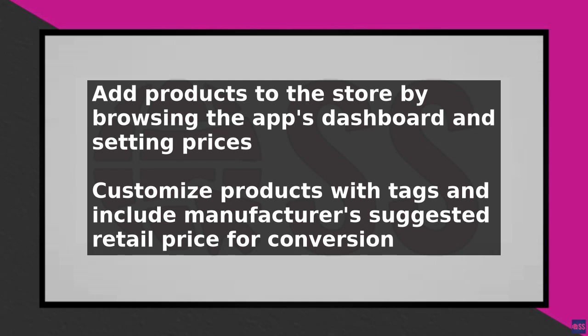The products can be customized with tags, and the app also offers the option to include the manufacturer's suggested retail price, which can help improve conversion rates. With the app, products can be added individually or in bulk, and the app's inventory management system makes it easy to track stock levels. The store's theme can be customized, and trust badges can be added to increase customer trust.